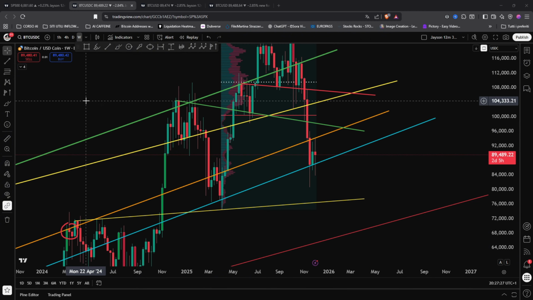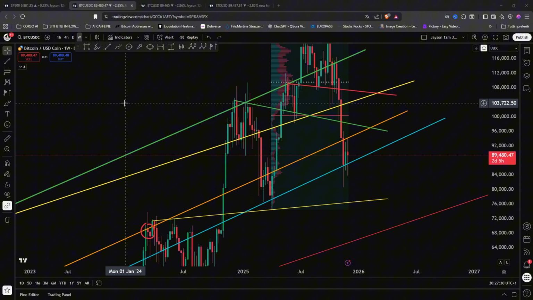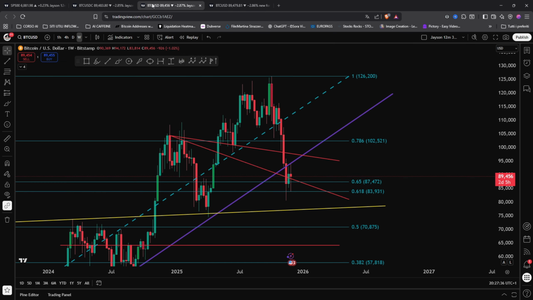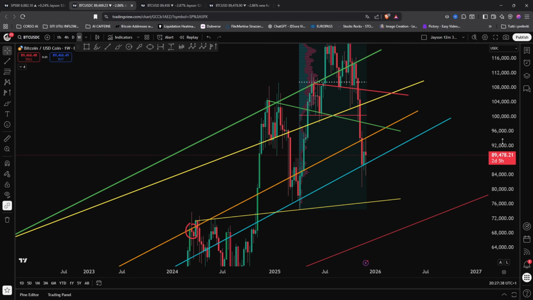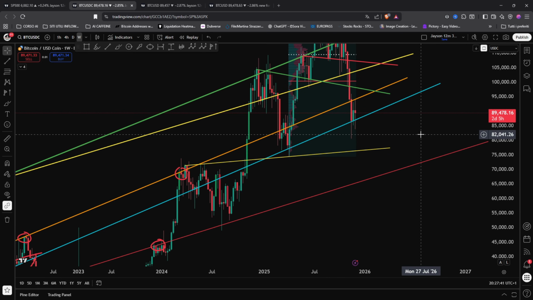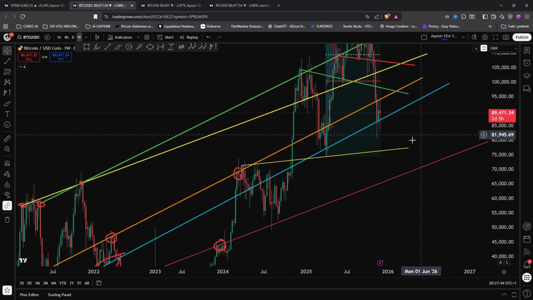Now, guys, we are on the Bitcoin chart. As you can see, I use a lot of trend lines, but I will show you other charts, okay? This is a part of my analysis. Trend lines are working perfectly for me. I'm using them a lot.